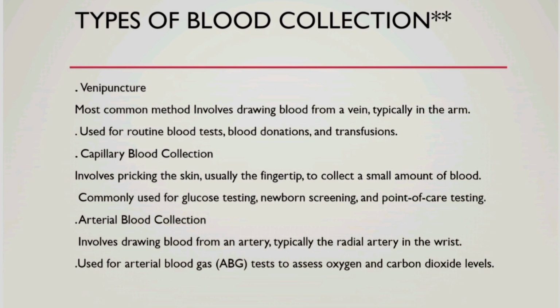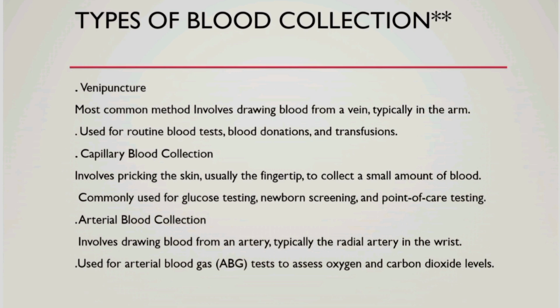The second one is capillary blood collection. Capillary blood collection means simply pricking the skin, usually the fingertip, to collect a small amount of blood. For which purpose do we use this? For glucose testing and newborn screening. These are different parameters for which we use this type of collected blood.